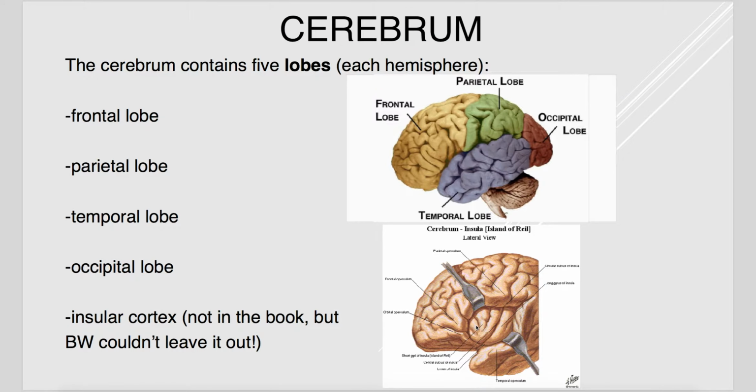So the cerebrum really has 5 lobes. Some people say 6. The book only says 4. You have the frontal lobe, parietal lobes, temporal lobes, and the occipital lobe. And if you pull the temporal lobe back, you'll see another lobe known as the insula or the insular cortex.